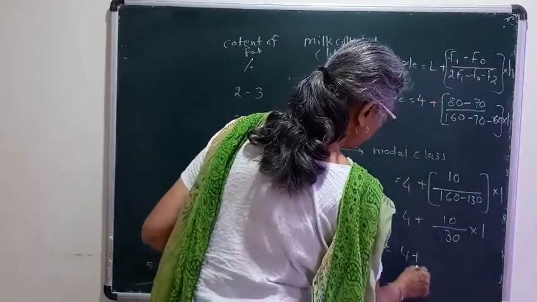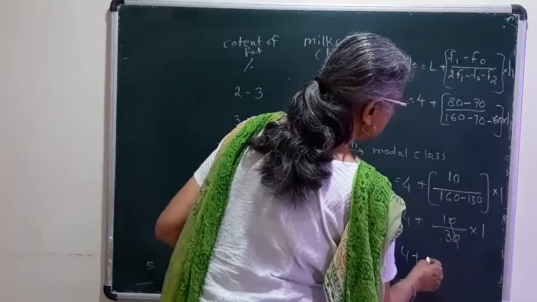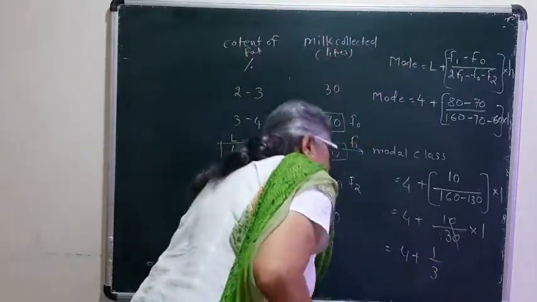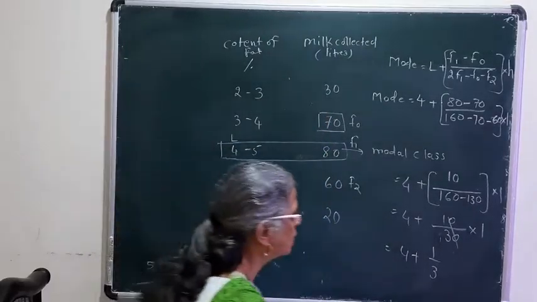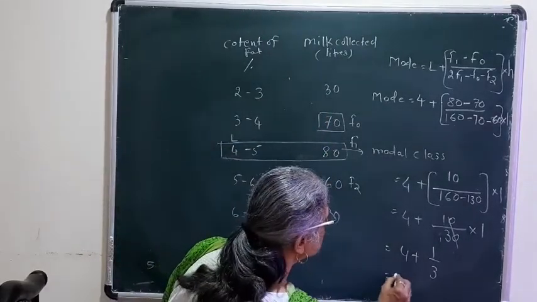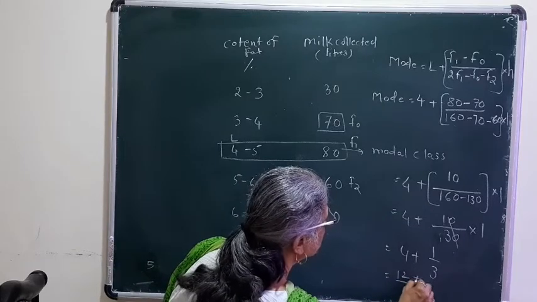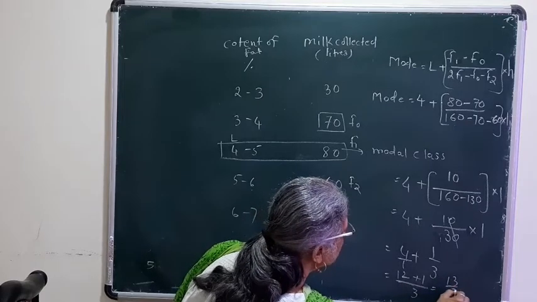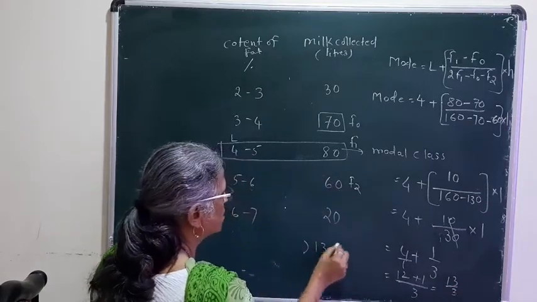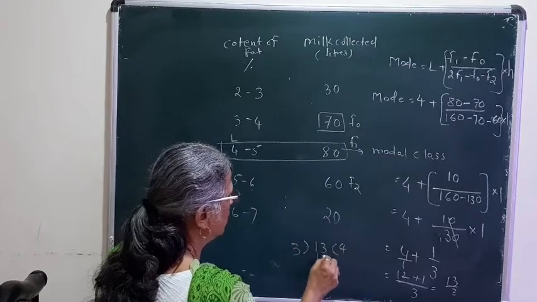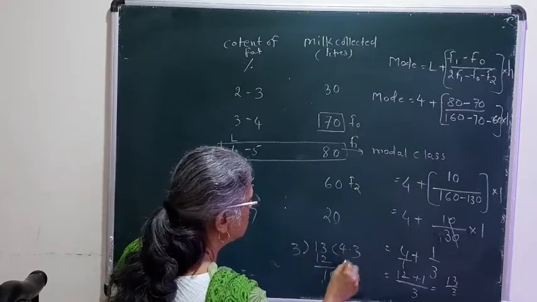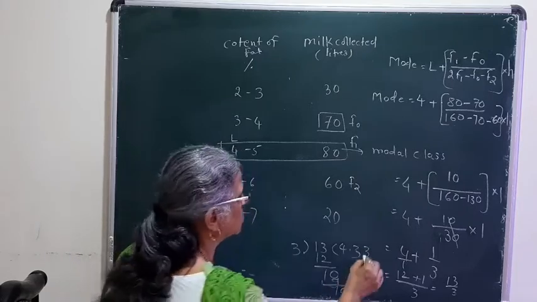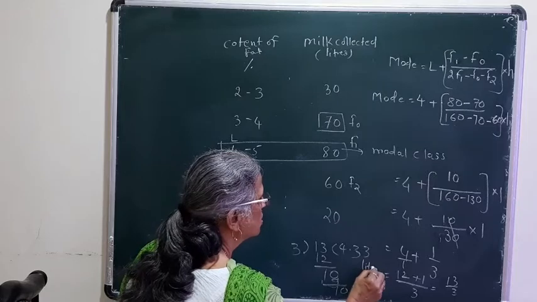So that is 4 plus 1 upon 3. So 4 threes are 12, cross multiplication, plus 1 upon 3. So that will be 13 upon 3. So in decimal fraction, 3 fours are 12, 3 threes are 9, 3 threes are 9. So that much in liters. So that answer is in liters.